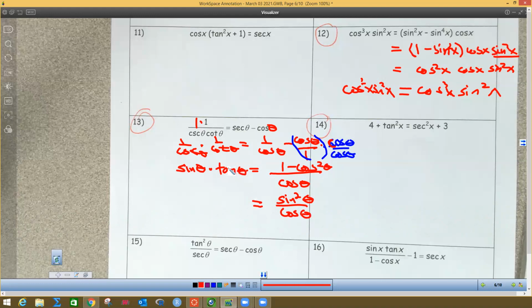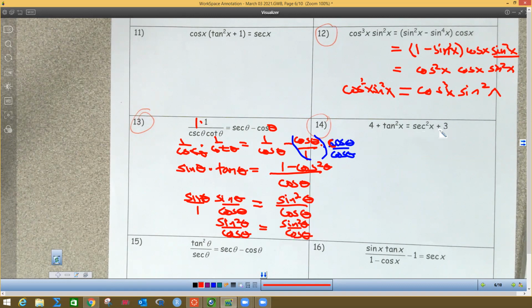And then right here, I'm going to change that tangent into sine over cosine. And then multiplying across the top, I get sine squared theta over cosine squared theta, or not cosine squared, it's just cosine on the bottom. And these two things are identical.